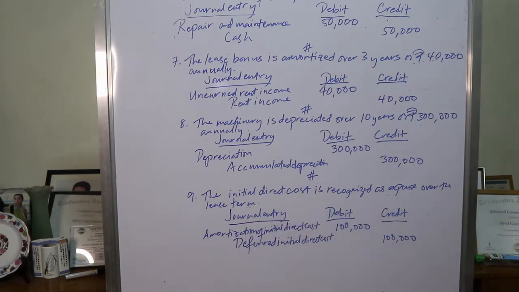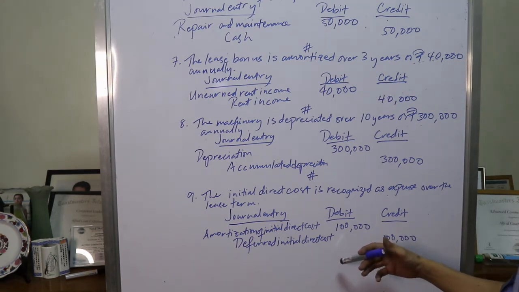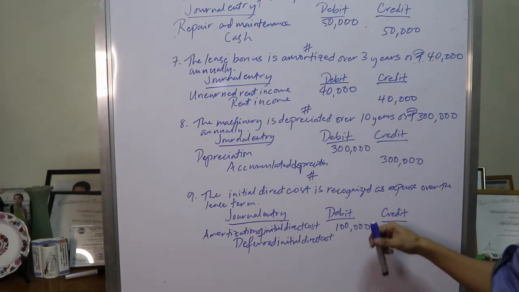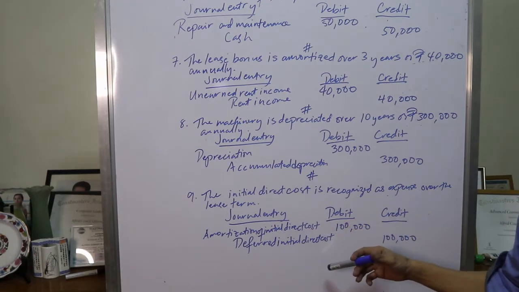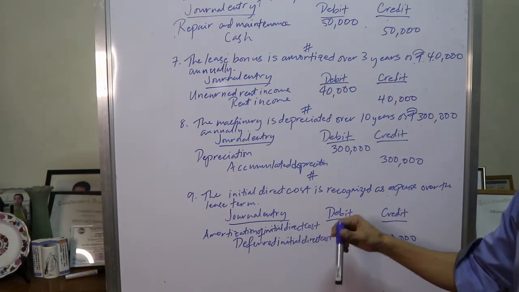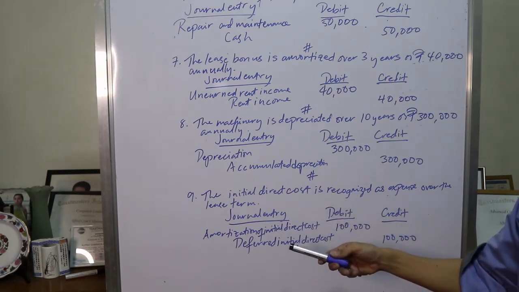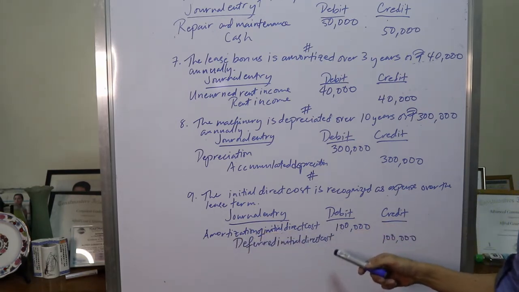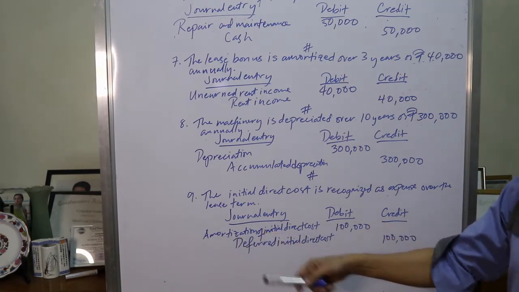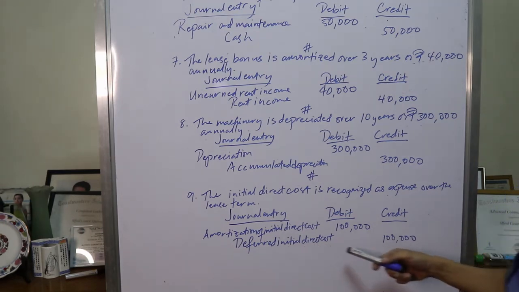Okay, and then number 9, the initial direct cost is recognized as expense over the lease term. So inamortize din natin yung initial direct cost kanina na 300,000. So kada taon 100,000 yung amortization niya since 3 years. Okay, so 300,000 divided by 3. So that's debit amortization of initial direct cost 100,000 and credit deferred initial direct cost for 100,000.